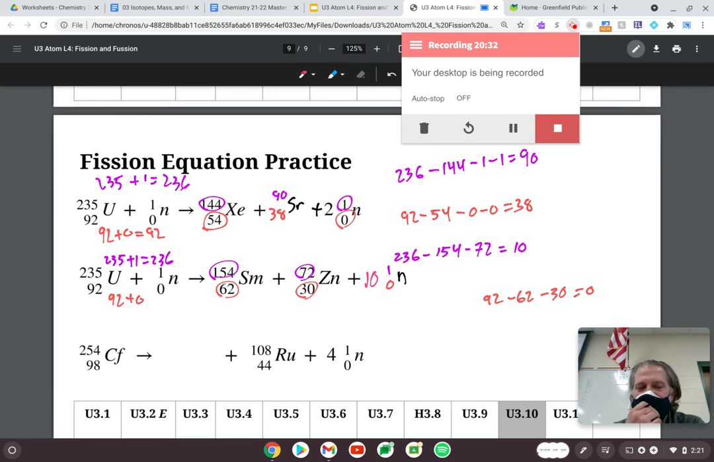On the left side, 92 plus 0 was 92. So I took 92 minus 62 minus 30, and I got 0. So that was my number of protons for the neutron. And then I still had a 10 in front of it.